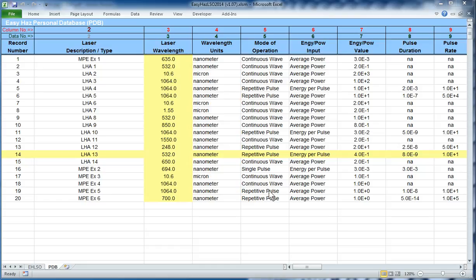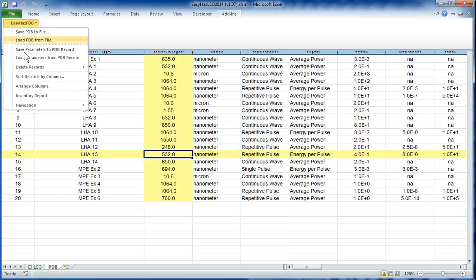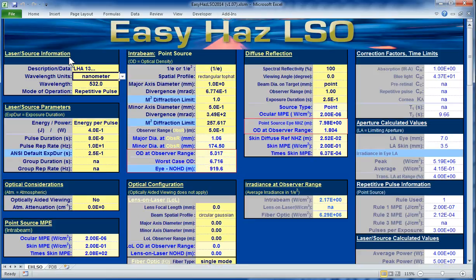Okay, this is hazard analysis number 13. It's record number 14. We've highlighted it. We're going to load it into the interface by going up to the add-ins. This will give us the Easy As PDB menu, load parameters from PDB record, and we have the parameters loaded.